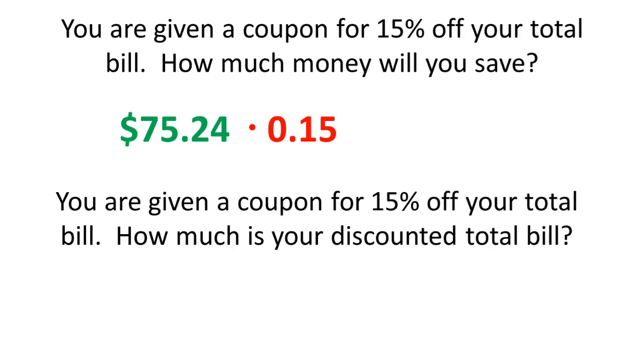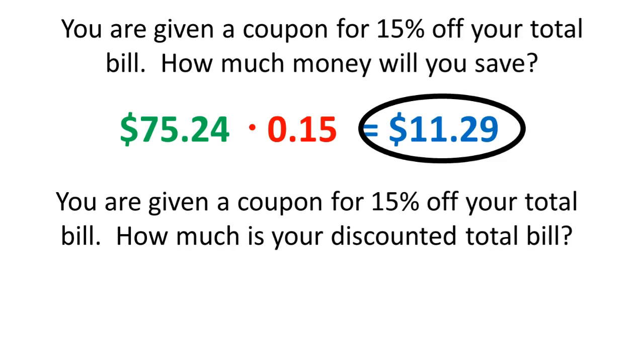Decimals are great for calculating values. You can represent 15% both ways. Little calculator moment, I'm going to do 75.24 times 0.15 gives me $11.29. Remember, this is how big that bite is. This is 15% of my original cost, my original total groceries. This is how much I saved, not what I'm paying.